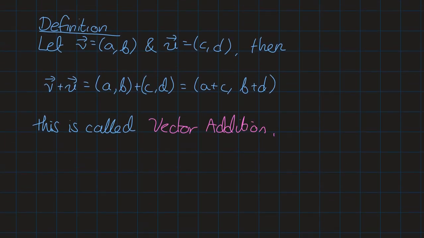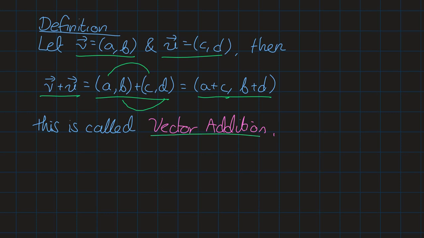If you have two vectors, v equals (a, b) and u equals (c, d), then I can define v plus u to be equal to (a, b) plus (c, d), which is equal to (a plus c, b plus d). Okay, so you add the numbers coordinate-wise. So you add the first coordinate to the first coordinate and the second coordinate to the second coordinate. Okay, and this is called vector addition.